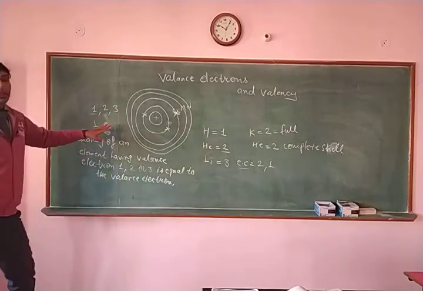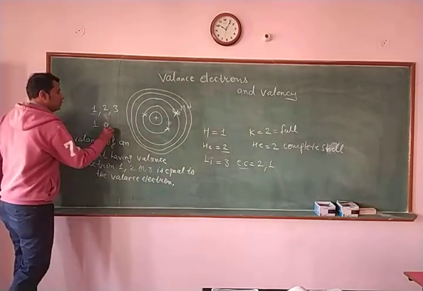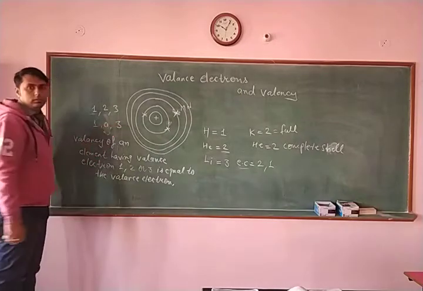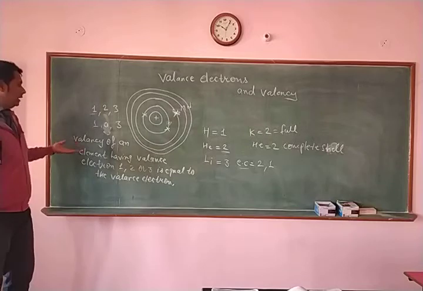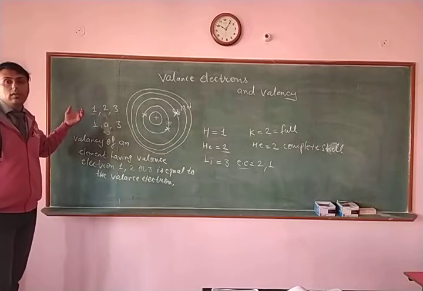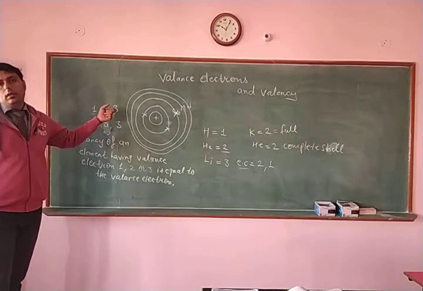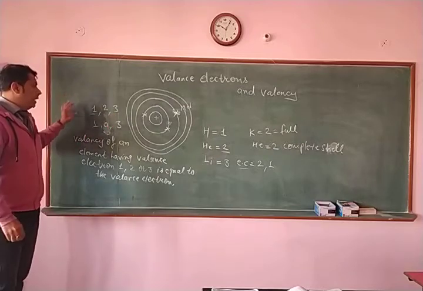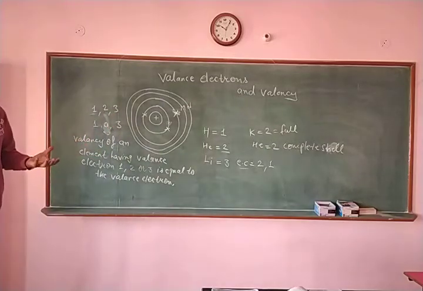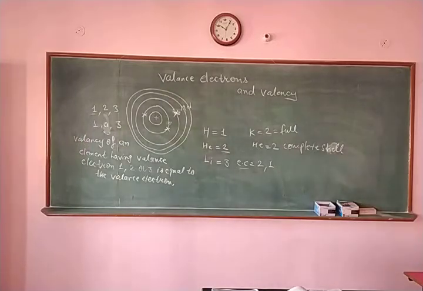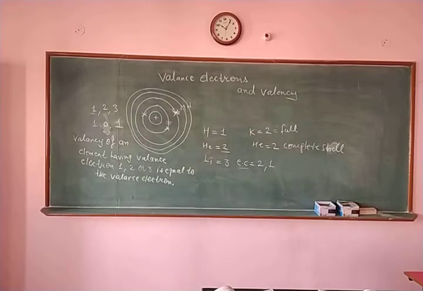If we talk about lithium, the valency will be 1. That is how we can show that for elements having 1, 2 or 3 valence electrons, the valency is equal to the number of valence electrons present in the outermost shell. So the number of valence electrons in the outermost shell is equal to the valency of that atom.